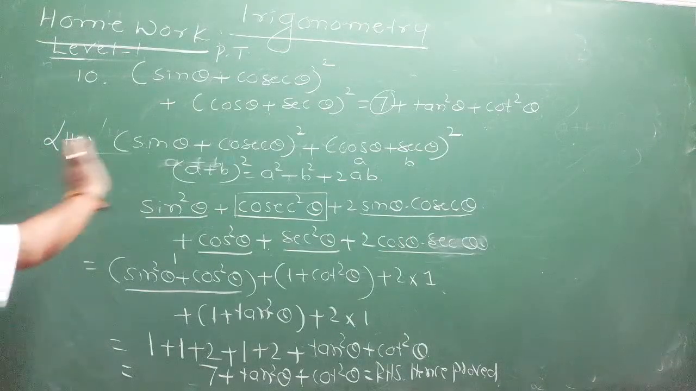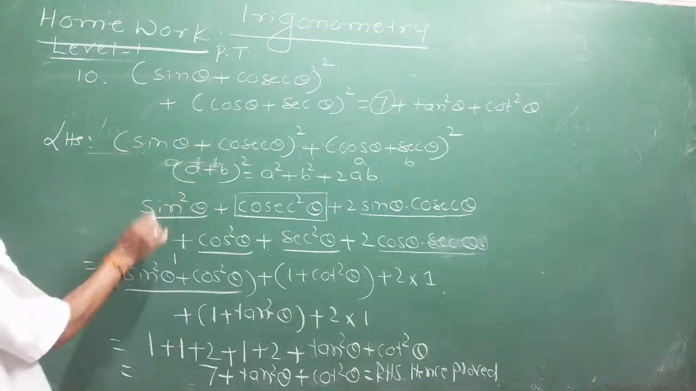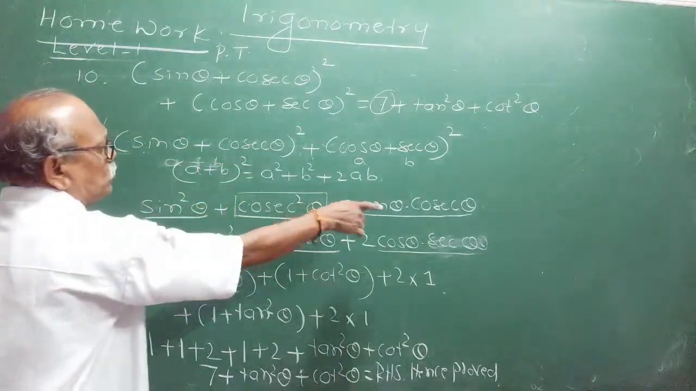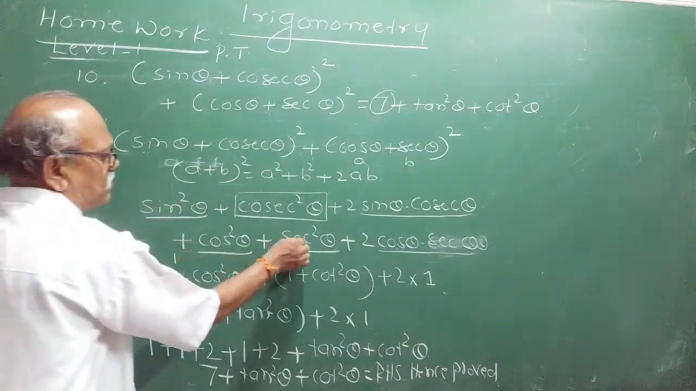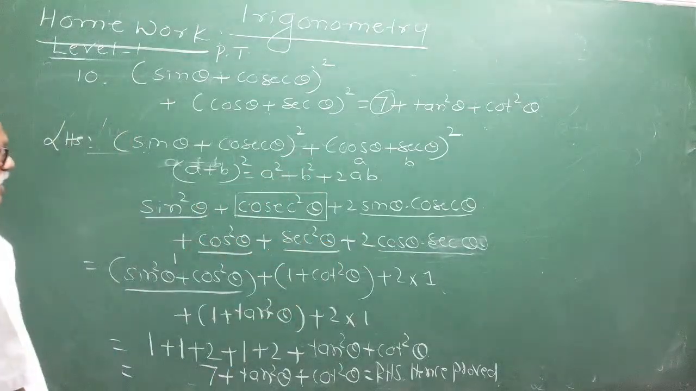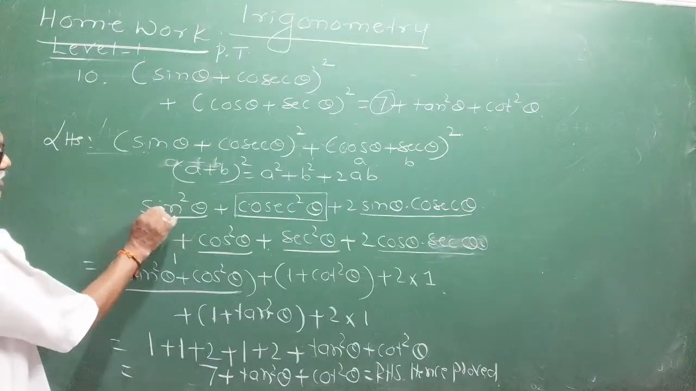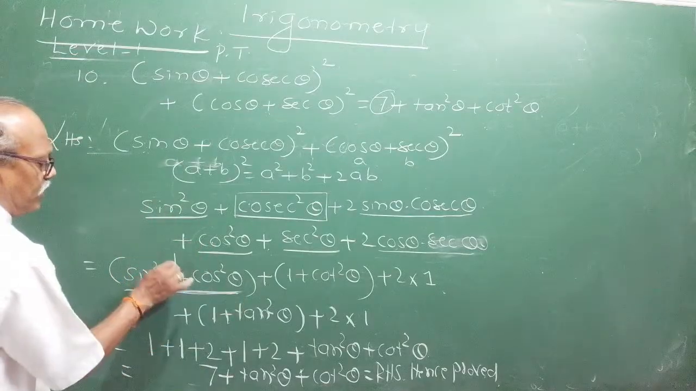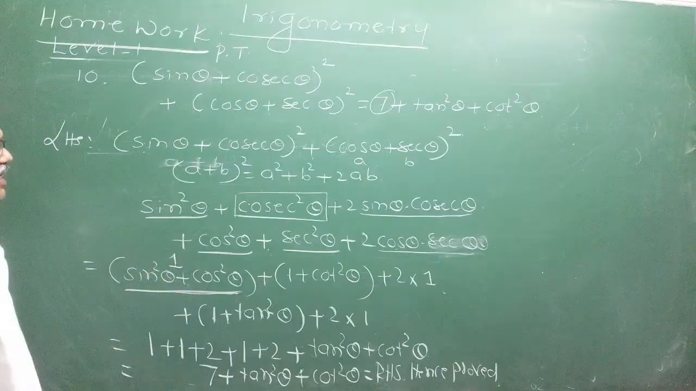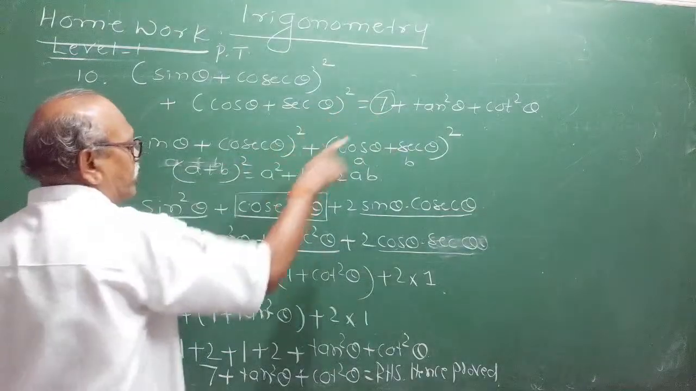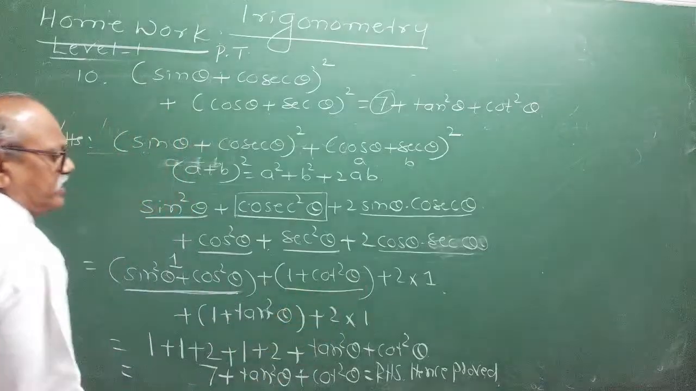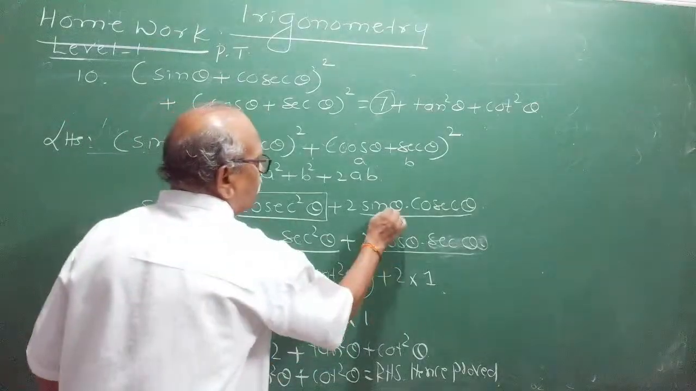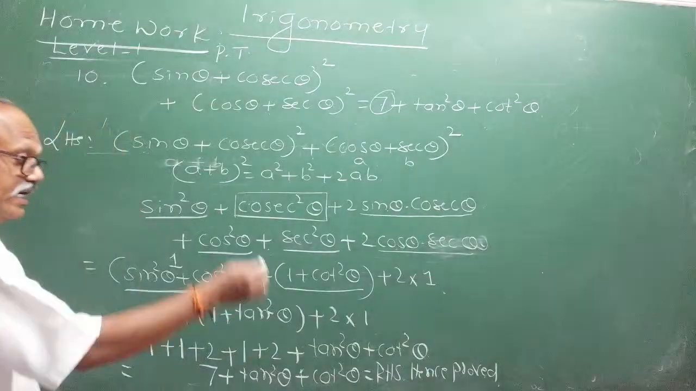If our identities are perfect, we use a plus b whole square equals a square plus b square plus 2ab. Cos theta plus sec theta whole square, a square plus b square plus 2ab. Then you have to rearrange sin square theta and cos square theta. Why am I grouping them? I know that sin square theta plus cos square theta is 1. As the RHS requires cot theta, you can write cosec square theta using the identity 1 plus cot square theta. 2 into sin theta and cosec theta. See how the identities are applied.